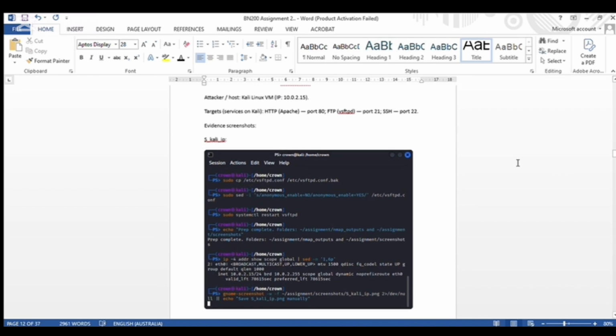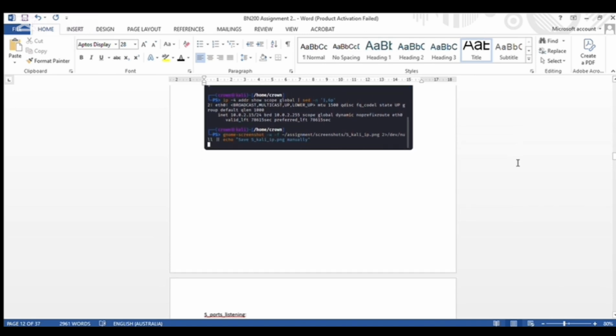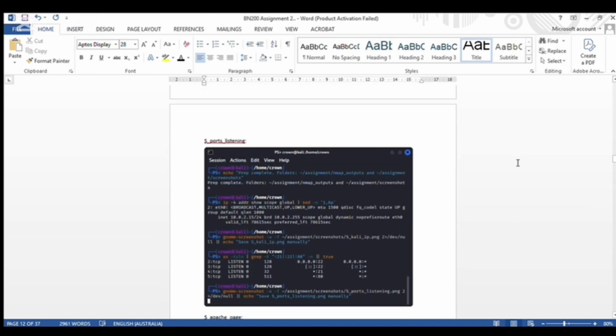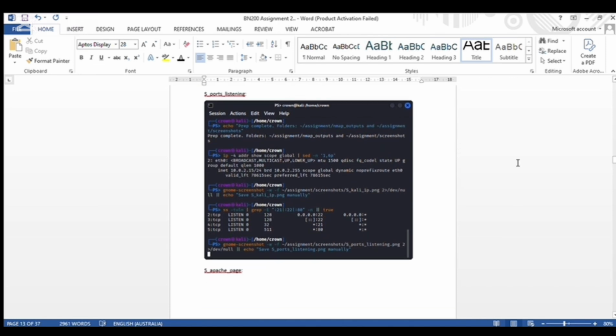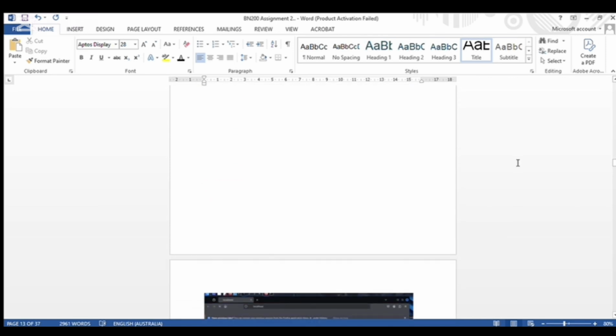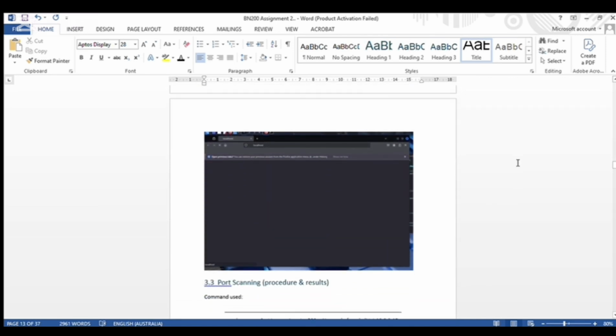Its IP address is 10.0.2.15. When I check the listening services, I can see three running: FTP on port 21, SSH on port 22, and Apache HTTP on port 80. These are the targets for my scan.